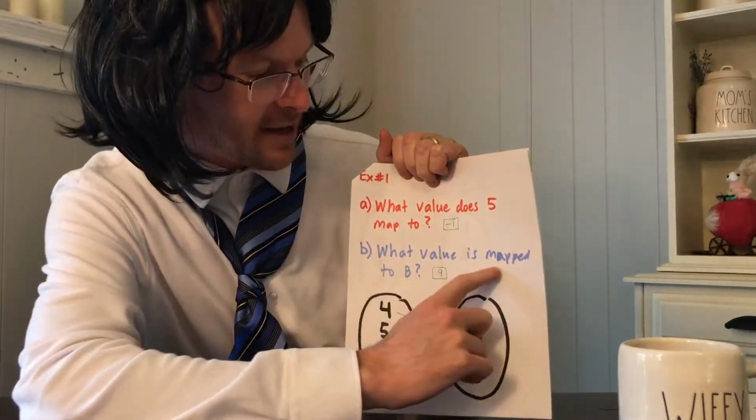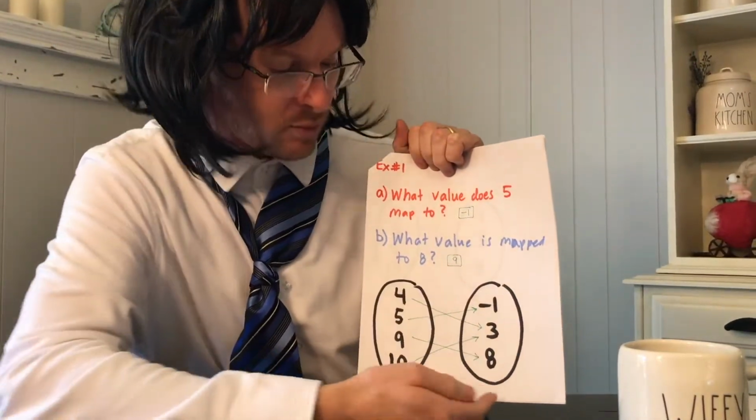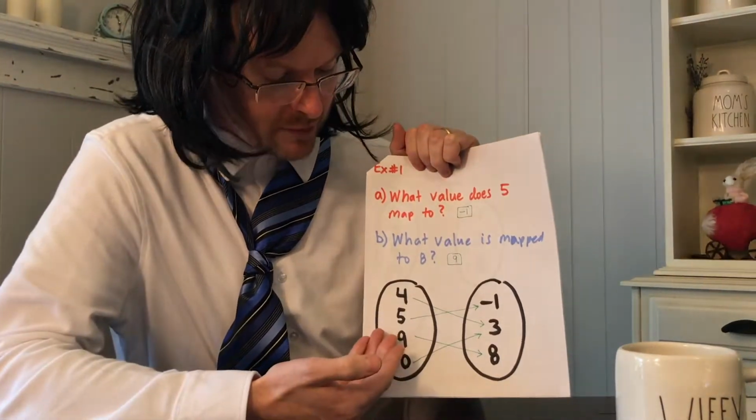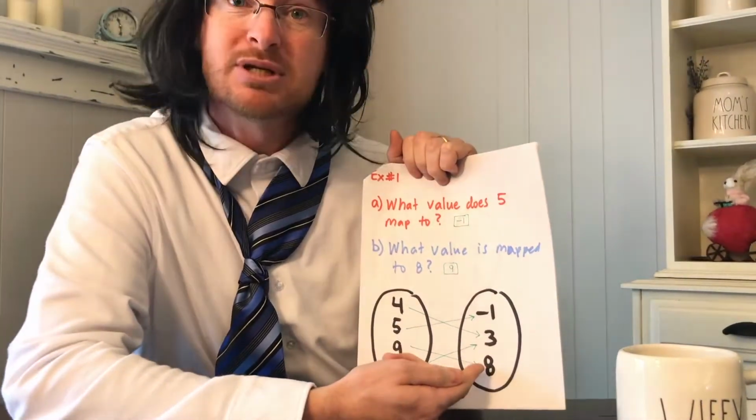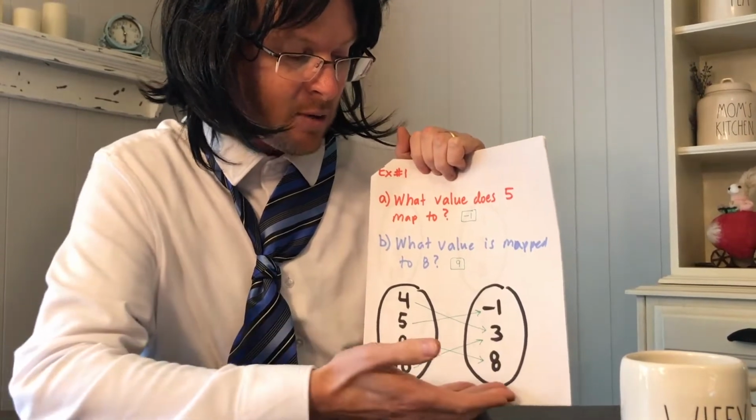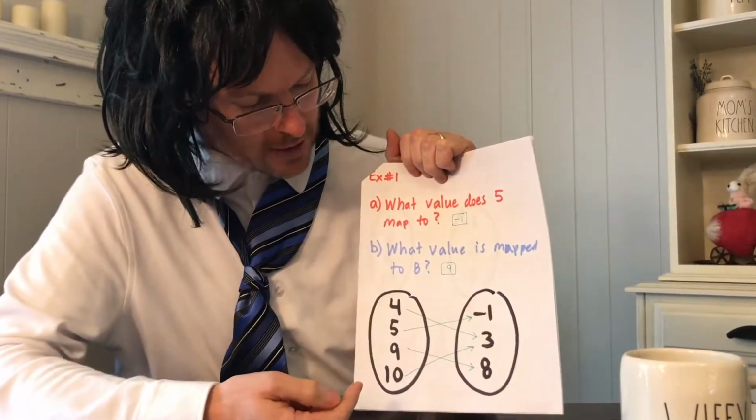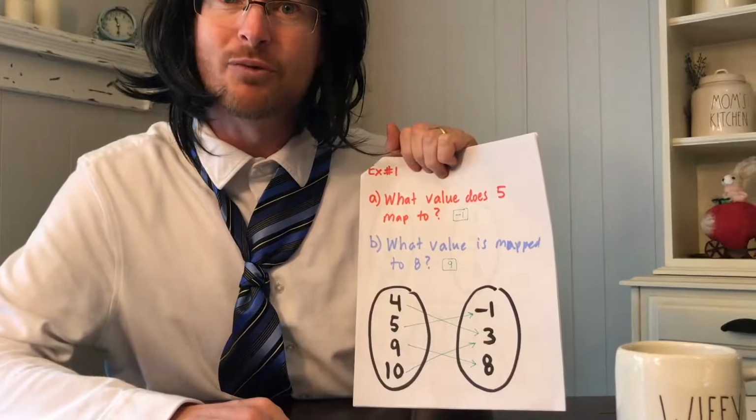It says, what values map to the 8? Well, how did you get to the 8? What number came over there? Well, it started with a 9. 9 maps to 8. So we know that you plug in a 9, out comes an 8. Up here, we plugged in our 5, and out came a -1.